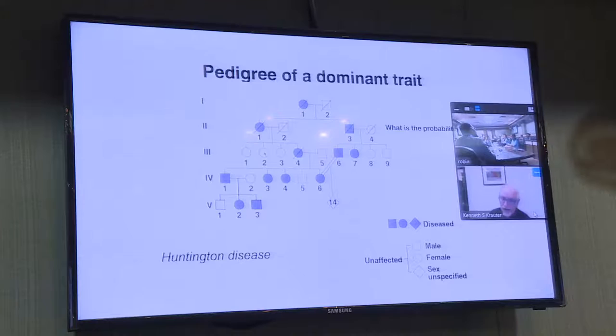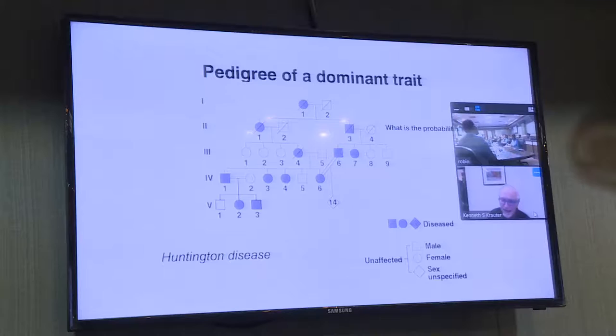Okay, so as a sort of a statistical exercise, this individual called 14 here is the result of mating between this person and this person, right? And each of these people have Huntington's disease. And the fact that there's two lines here means that it's a so-called consanguineous relationship, which means that these two people are cousins of each other. And so they mated with each other, even though they're cousins, knowing that there's Huntington's disease in their entire family.